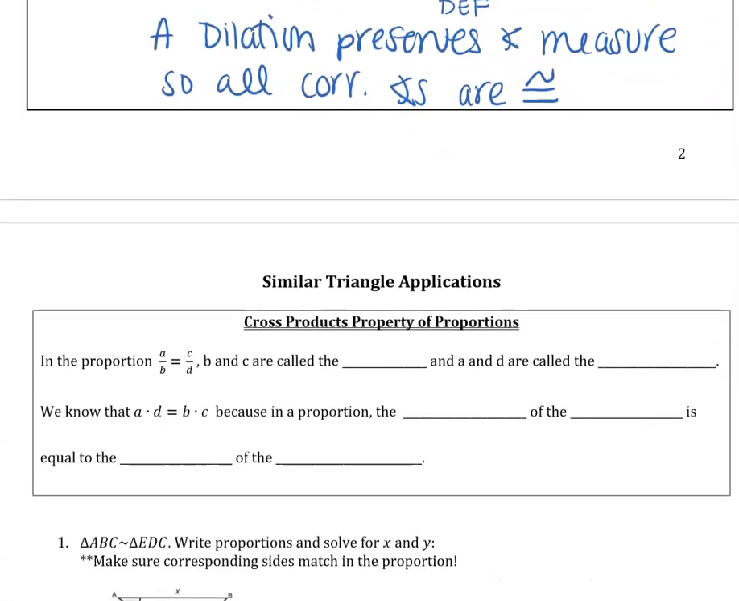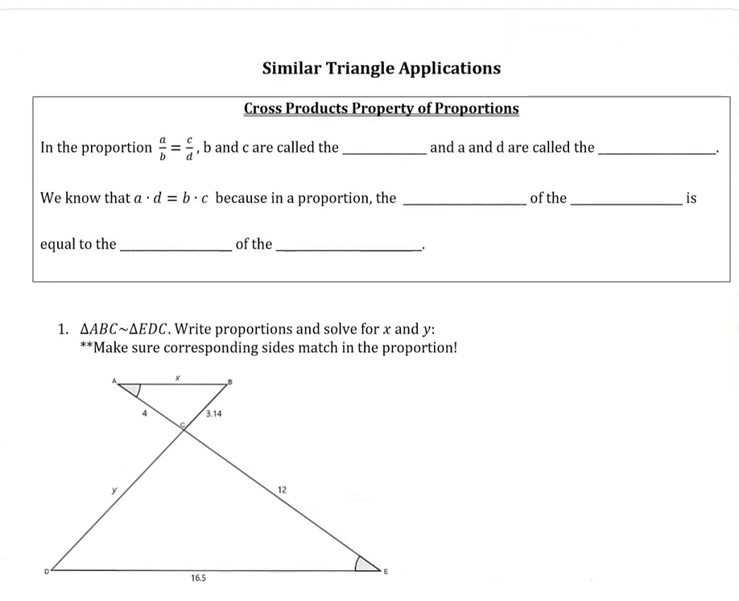All right, so on the next page, we're going to practice some similar triangle applications. The first being how to solve proportions. So, the cross products property of proportions. In a proportion, we know A over B equals C over D.